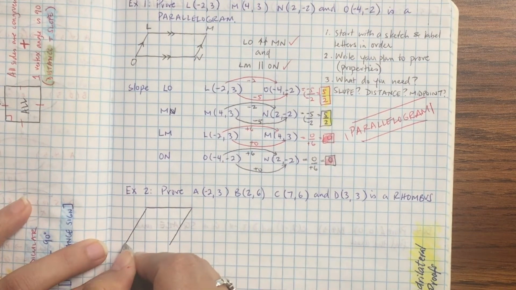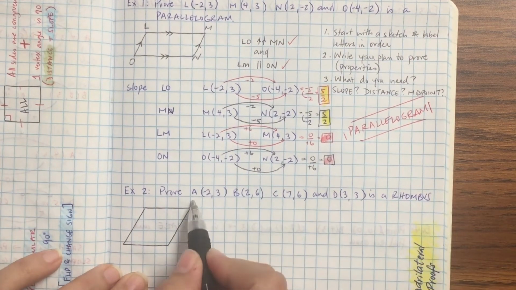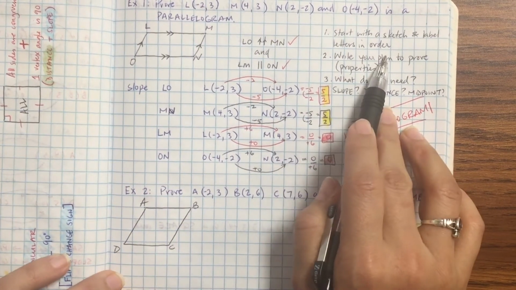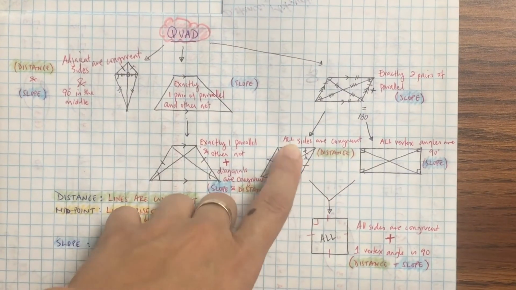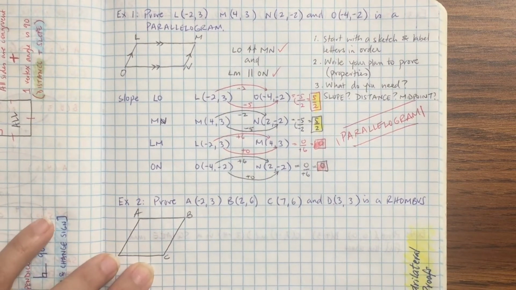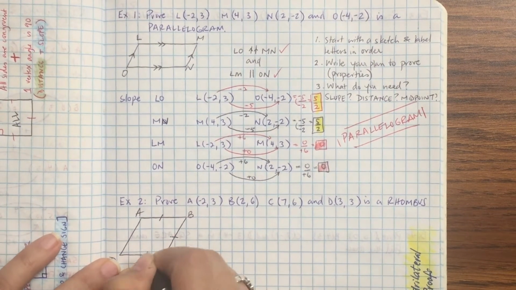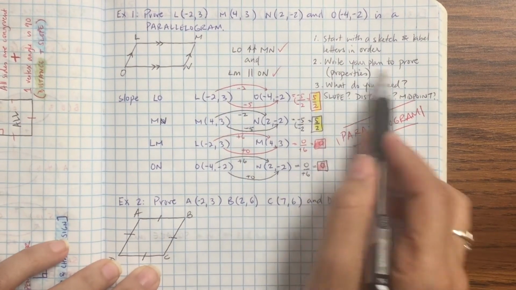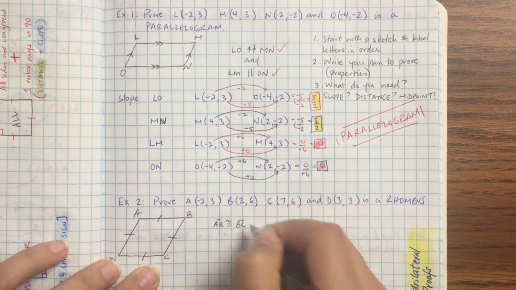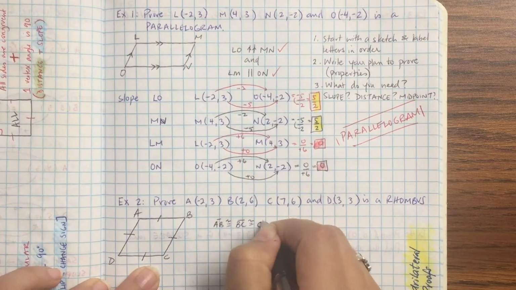So first thing is sketch a rhombus. Label the letters in order. So start top left corner, goes A, B, C, D, clockwise. All right. Write the plan that you have to prove, the properties. Well, I know if I prove all the sides are equal, then it's a rhombus or a square. But every square is a rhombus, so definitely a rhombus. So what does that entail? AB is congruent to BC, which is congruent to CD, which is congruent to DA.